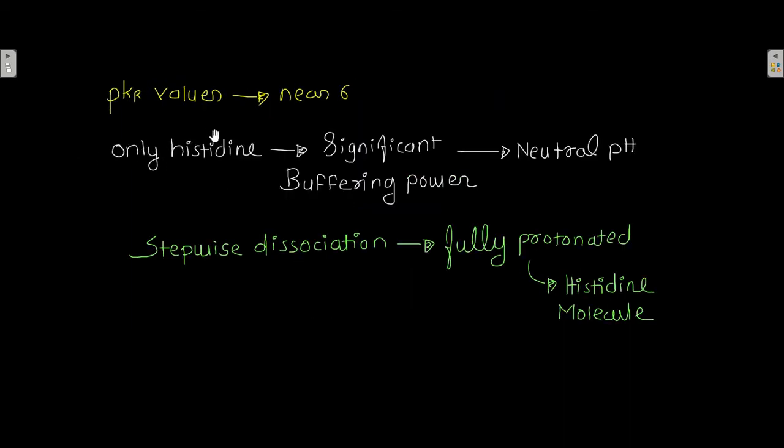Now because the pKr value of histidine is near 6, only histidine acts as a significant buffering power at neutral pH. Okay, only histidine provides significant buffering power at neutral pH. And why is that? Because its pKr value is near 6. Now let's see the stepwise dissociation of a fully protonated histidine molecule with the help of a figure.